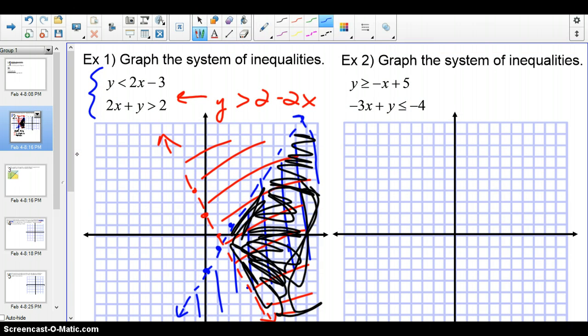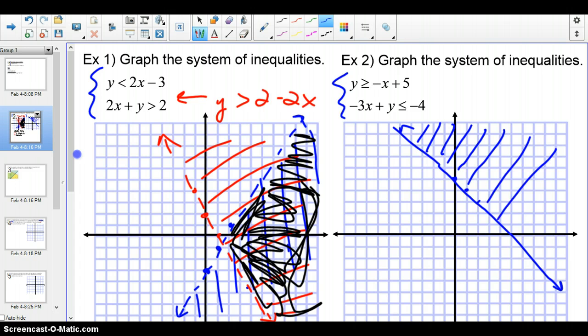Let's look at each of these. Same type of problem. I'm going to start with my b value at 5 on the first one, 1, 2, 3, 4, 5. And my slope is -1. All right, so I'm going to have a solid line this time because of my inequality. And I'm going to be shading above because y is greater than.